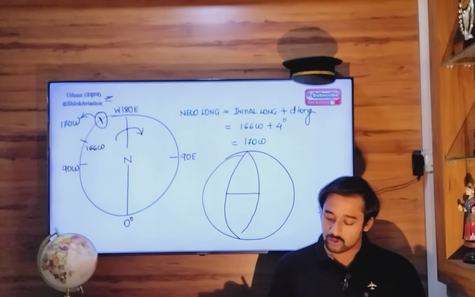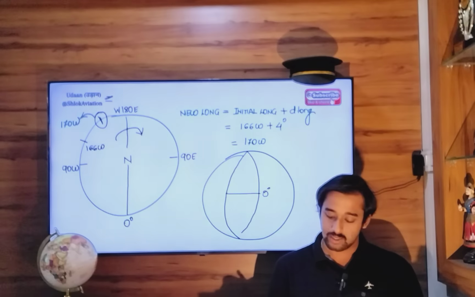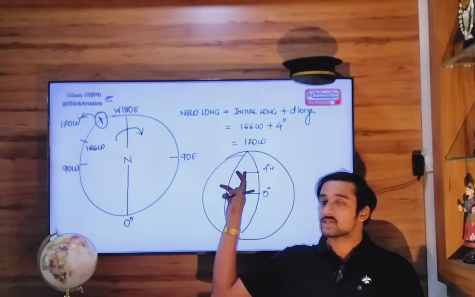At the equator, these two longitudes will be maximum apart. The distance between them will be maximum. At 4 degrees north, the distance between them will be less than this distance.